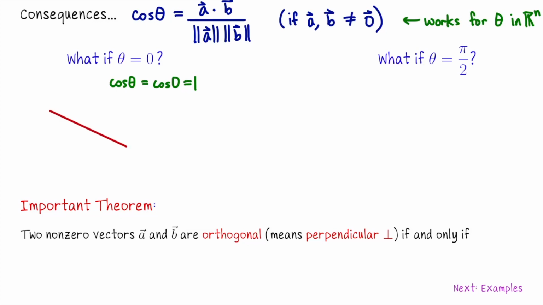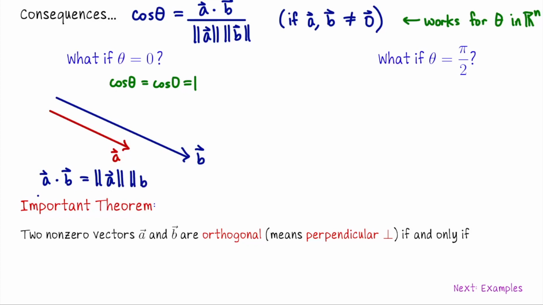In this case, if the angle between them is 0, that means that A and B are pointing in the exact same direction. So perhaps this is A and this is B. They are parallel and pointing the same direction. In that case, our formula reduces significantly to just A dot B equals the length of A times the length of B.